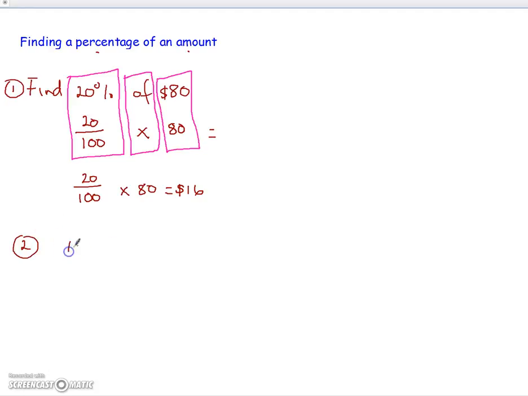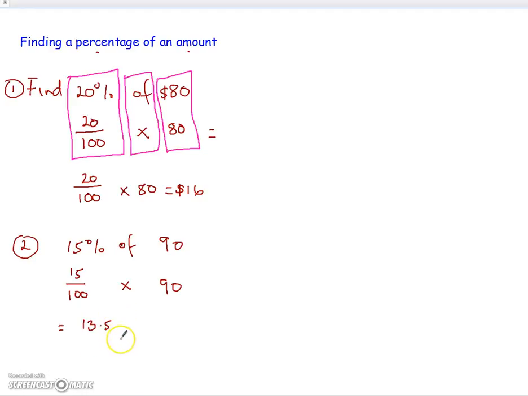If I ask you to find 15% of 90, left to right, 15%, I know that 15% means 15 out of 100. My "of", I'm going to change to a times. My 90, I'll just leave as 90. Our calculator is now going to do the rest. 15 divided by 100, press the buttons on your calculator, times 90, and you should get an answer of 13.5.